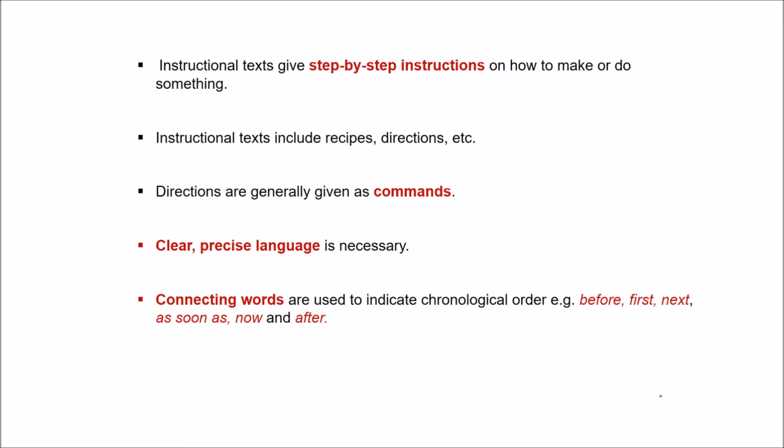Instructional text gives step-by-step instructions on how to make or do something. For example, how to make pancakes, how to fix a bicycle puncture. The next one, instructional text includes recipes, directions, etc. Next, directions are generally given as commands. Remember, we spoke about command verbs last week. Clear, precise language is necessary.